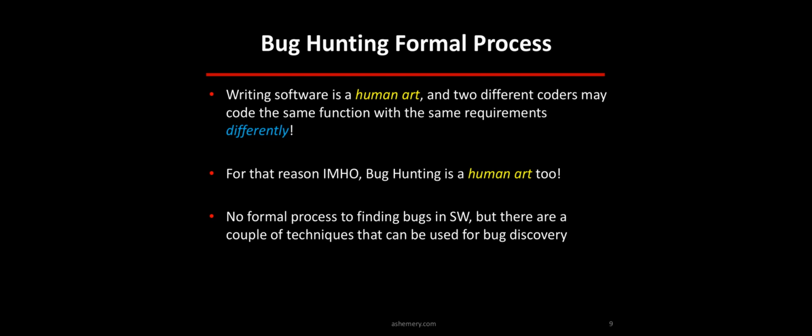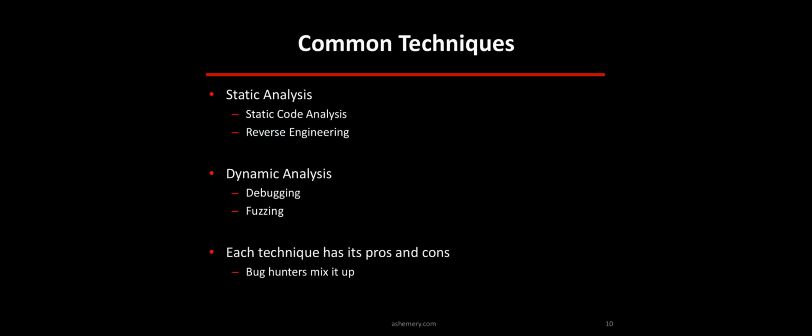So, is there a formal process for finding bugs in software? I would say there isn't, but there are a couple of techniques. If we apply them together, or mix and match them, we will get a good lead on bug discovery. The common techniques are divided into two main subcategories: one is static analysis, and the other is dynamic analysis.